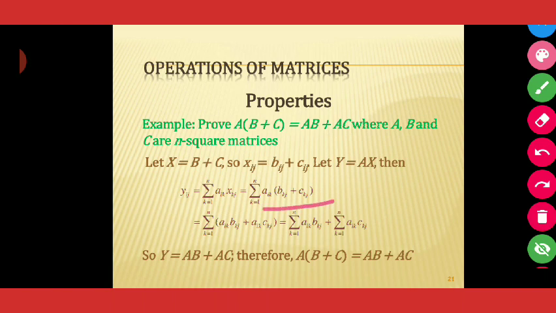Now multiplying Aik in this bracket and separating the summation, you get this term and this term. Obviously, this is the term of matrix AB and this is the term of matrix AC. Thus this is equal to the RHS. Hence you easily prove A(B + C) = AB + AC.